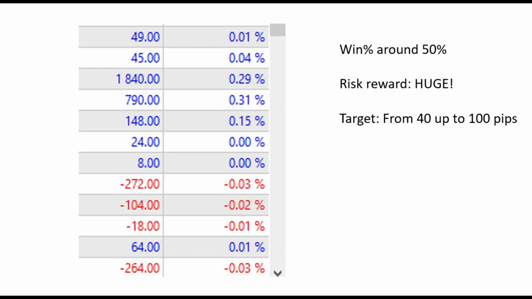But the most important thing, like I said, is to have a tight stop loss, to have a good risk-reward ratio, and sometimes my final goal is to have a target from 40 up to 100 pips. And you will see that a lot of the time I don't miss the trade, I just do it on the wrong side. I made a lot of mistakes.